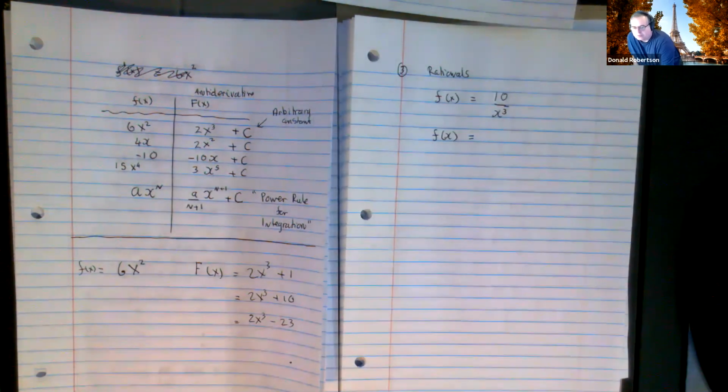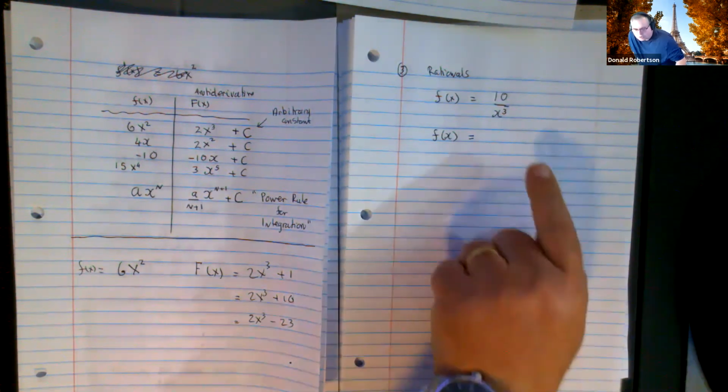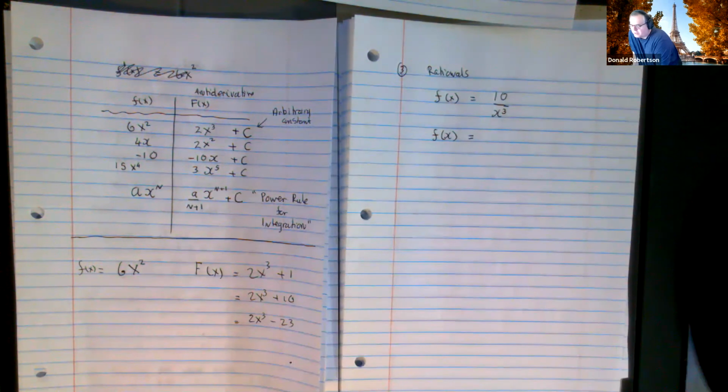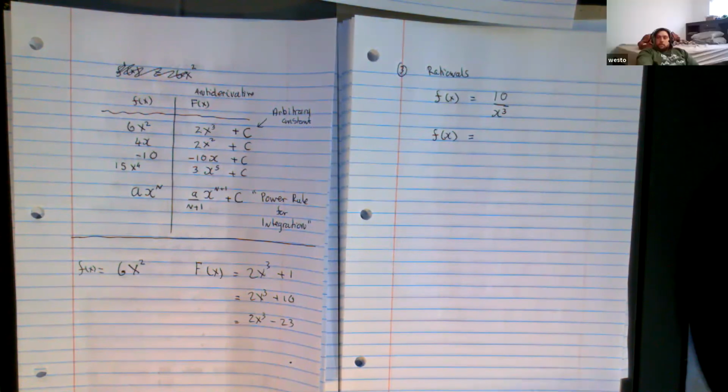I want to use the power rule, but I can't use it when it looks like that. Even if I wanted to, don't. It doesn't work. How could I rewrite 10 over x cubed as a power of x? 10 times x to the -3.